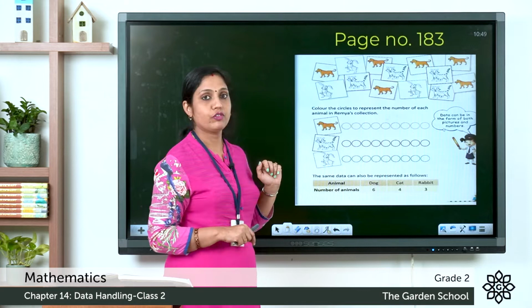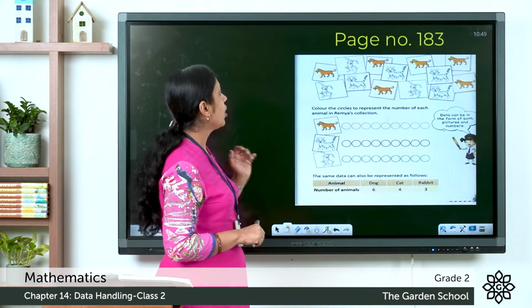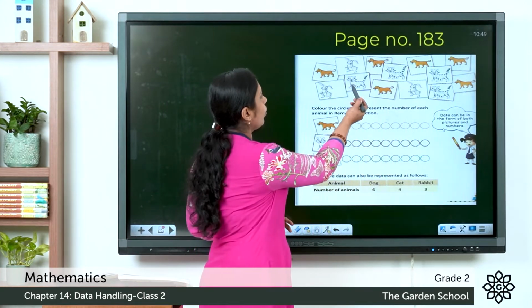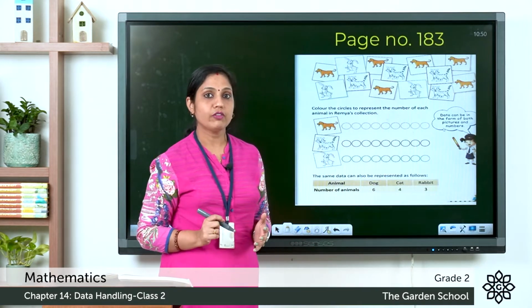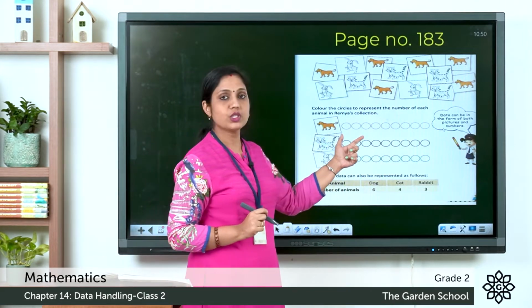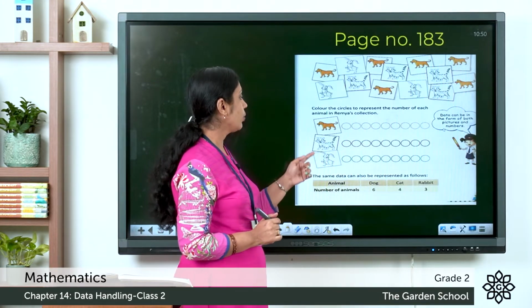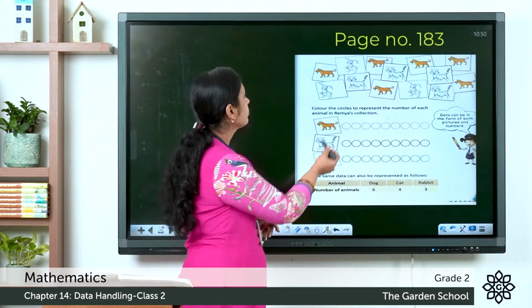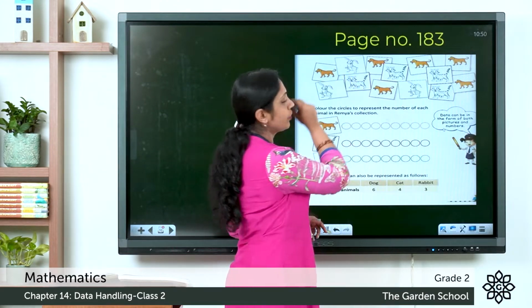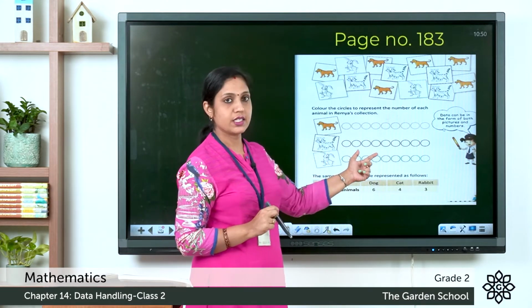The next we have to find out the number of cats. So how many cats are here? 1, 2, 3, 4. So what you have to do? You have to color 4 circles. The next we have to find out the number of rabbits. So how many rabbits are there? 1, 2, 3. So you have to color 3 circles here.